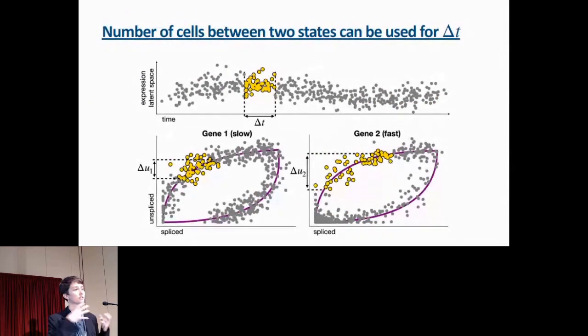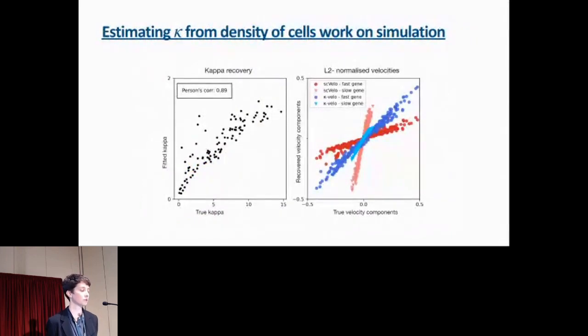If we have cells that are continuously flowing through a differentiation process or any dynamical process, and we randomly sample 2 cells in this process, then the number of cells between these 2 states is actually a proxy of the time that has passed since the first and the second cell entered this process. And what you can see here as well with this example of 2 genes is that this displacement in u is also proportional to the speed of the gene. So we can use this to recover the scaling factors kappa. And this is what we do in our new method.